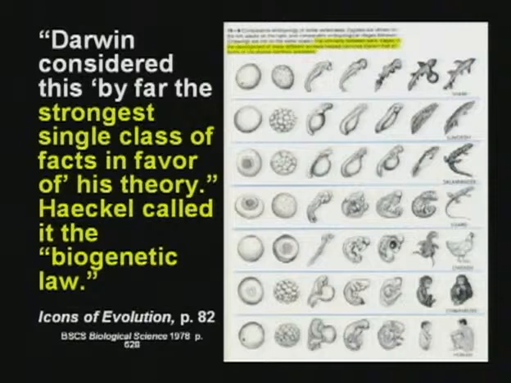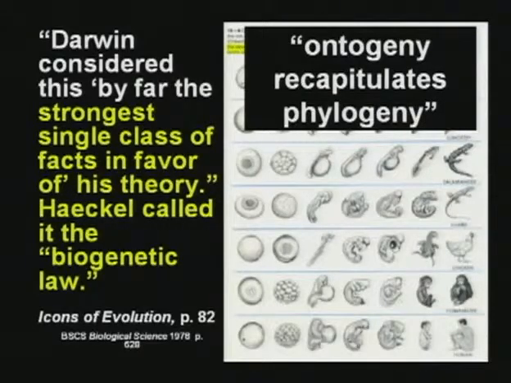Haeckel called this idea we're about to share with you the biogenetic law, which means as animals develop inside the mother, they go through the stages of evolution. All you got to do is memorize the word farm, F-A-R-M: fish, amphibian, reptile, mammal. That's the way they say it happened. The phrase they had for it back then was ontogeny recapitulates phylogeny. Wow, what's all that mean?